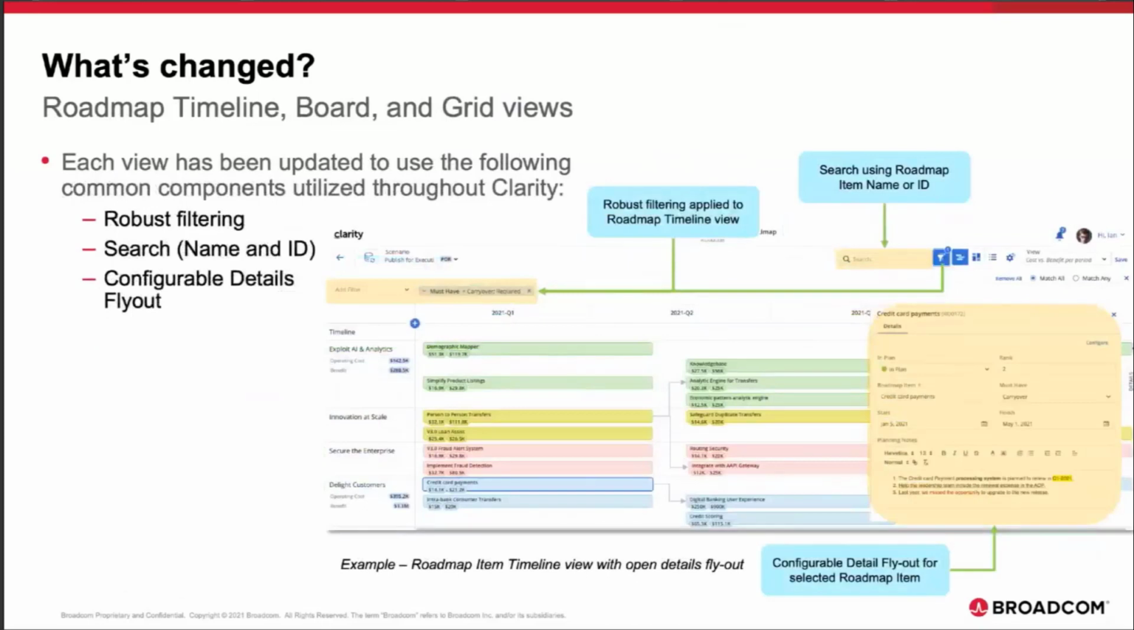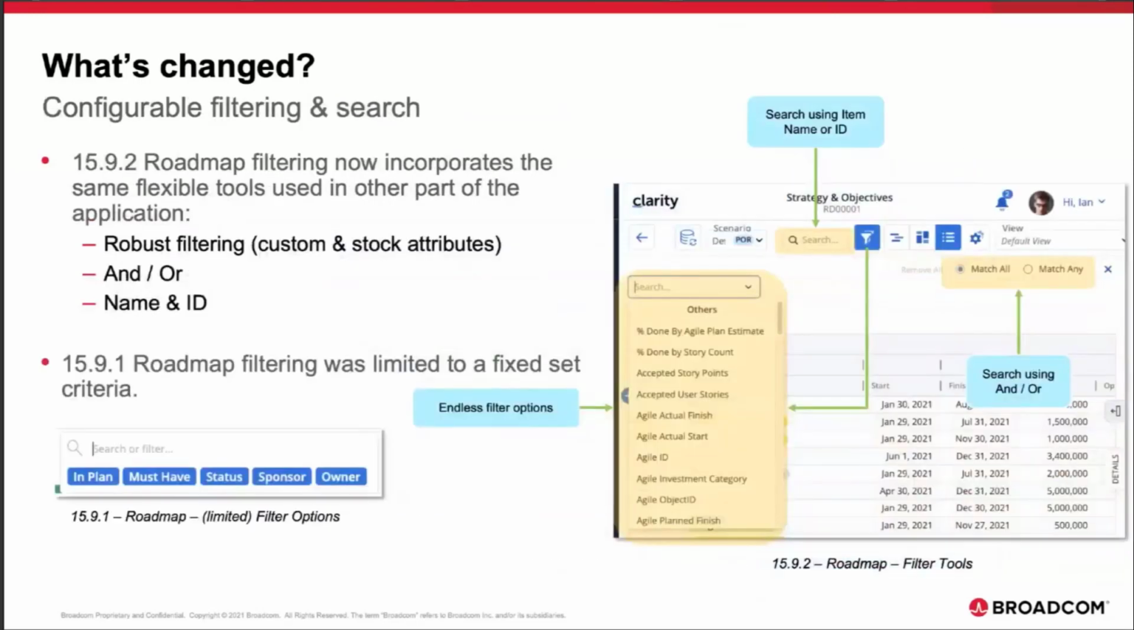In 15.9.2, the roadmap timeline, grid, and board views have been updated to include three common tools that are pervasive throughout Clarity. That filtering component that's at the top of the page, search, of course, and more importantly, in this scenario, the configurable details flyout on the right-hand side. So this is an example of the timeline. Normally, you would have that pop-up that had limited configuration capability. That's been eliminated and replaced with the flyout.